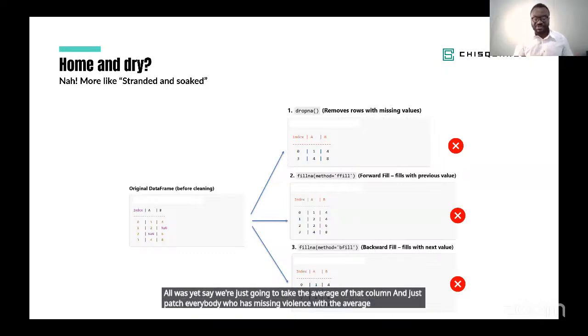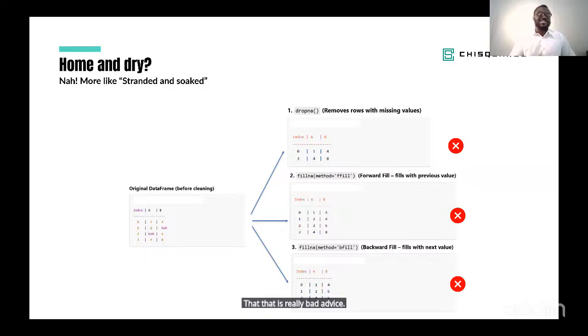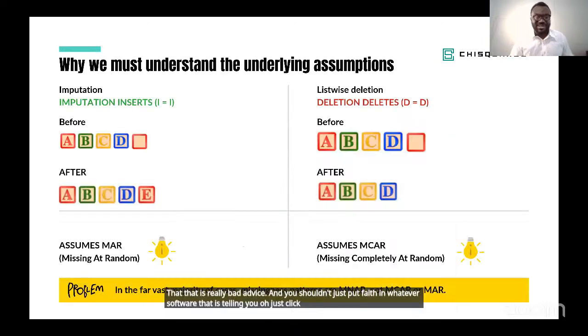Makes no sense whatsoever. So I really want to emphasize in the strongest language possible that this is really bad advice, and you shouldn't just put faith in whatever software tells you, oh, just click here and the missing values will all be gone.